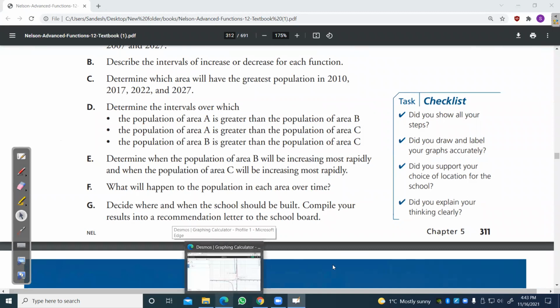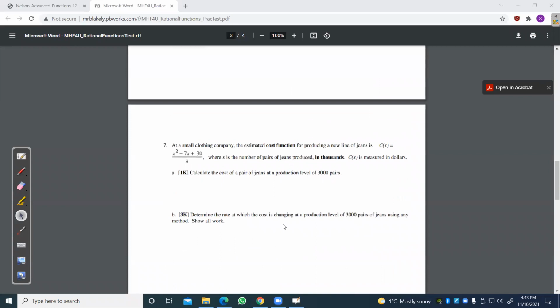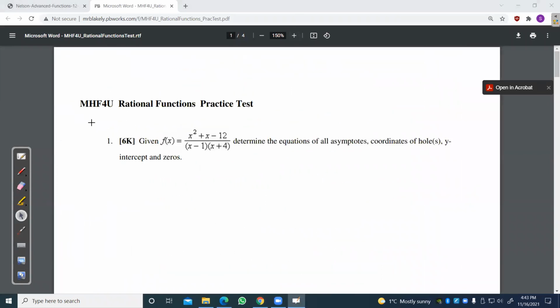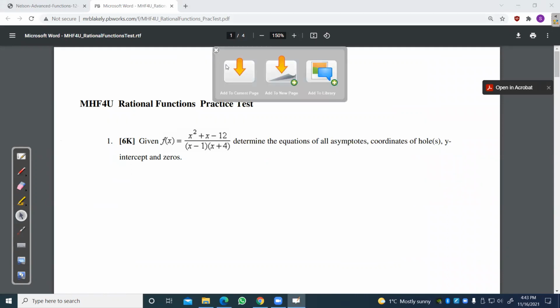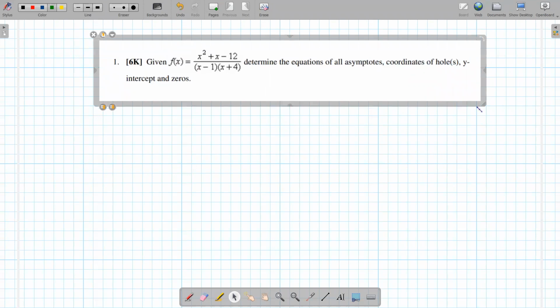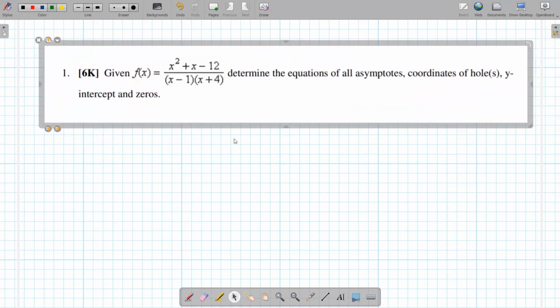Let me see if I can pull something up for you, rational, because that's kind of the questions in the book. All right, I got something. These are all rational functions. Alrighty, this is a test basically. It says find the asymptotes, holes, intercepts, and so on.